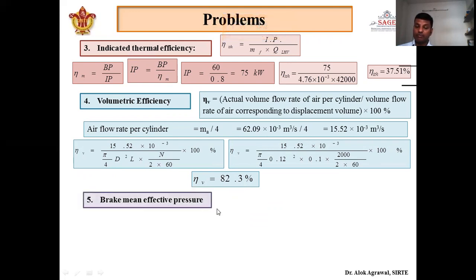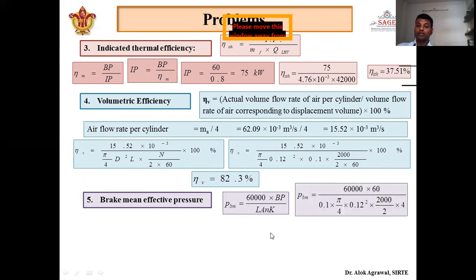Now the next is brake mean effective pressure. We know the formula: 60,000 into brake power upon L A N K, where N is the number of power strokes, K is the number of cylinders, L is the length of stroke, A is area, and BP is brake power. Substituting, brake power is 60, length of stroke is 0.1, diameter is 0.12 meter. Again, it is a 4 stroke engine, so the number of power strokes will be capital N by 2, that is 2000 by 2, into number of cylinders K, which is 4. So this will give BMEP equal to 7.96 bar.